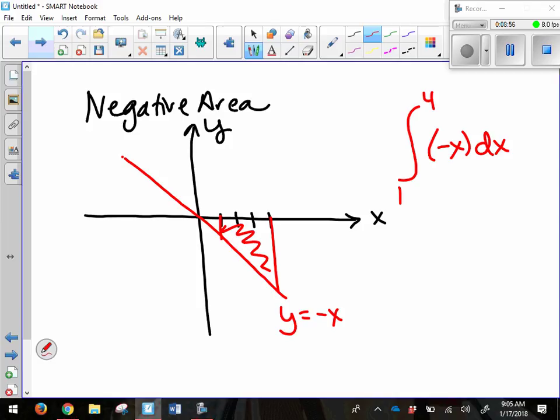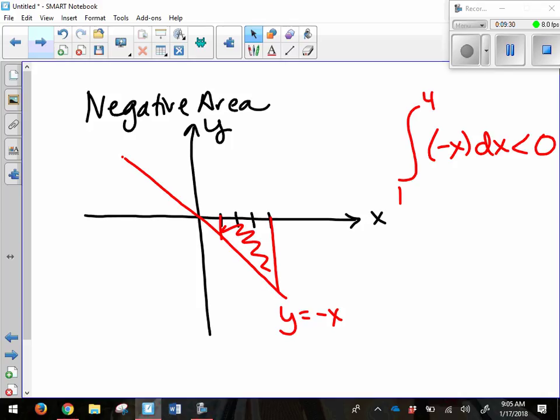Because that area is below the x-axis, that integral is going to have a value less than 0. Now this becomes important mostly in physics applications. AP Physics people, what is the number one application that we have used finding the area under the curve for? Work. Where work is equal to the area under the curve.